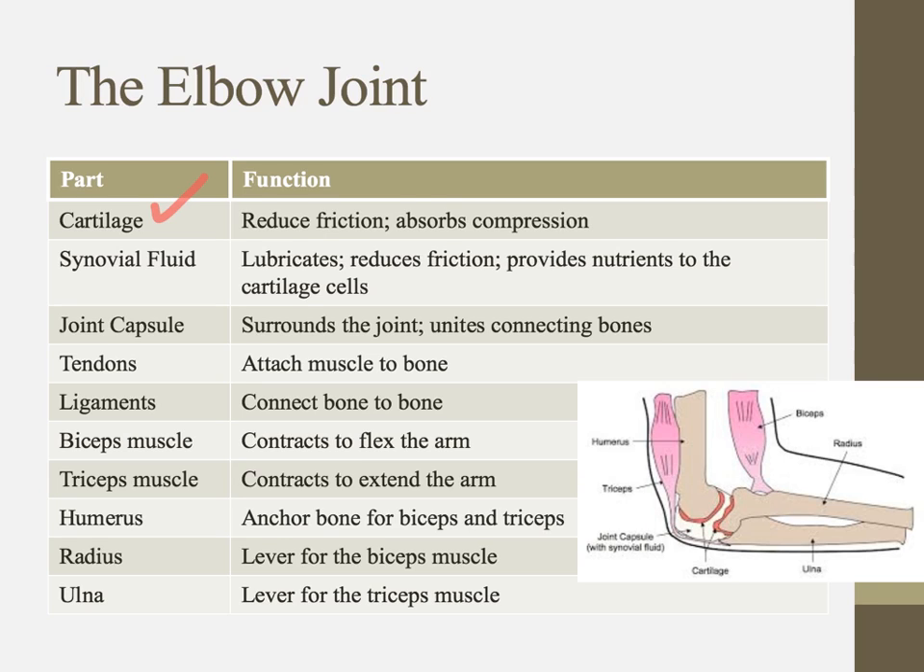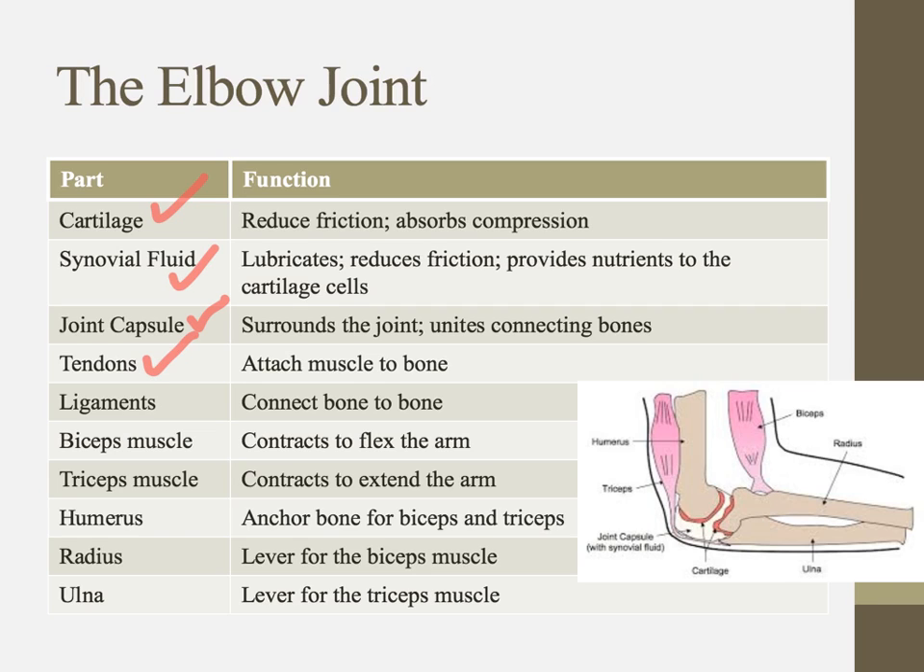So cartilage, again, is going to reduce friction. It can also absorb any compression, so that your bones don't absorb all that force and shatter. The synovial fluid is going to lubricate that joint, reduce friction furthermore, and provide nutrients to the cartilage cells. The joint capsule surrounds the joint, so it's going to hold in that fluid, but it also is one of those things that helps unite those connecting bones.